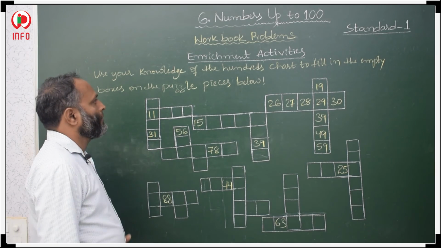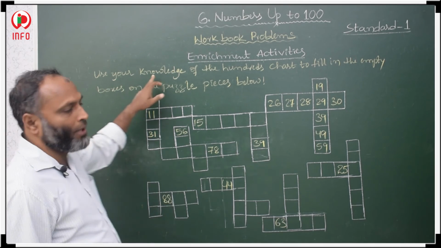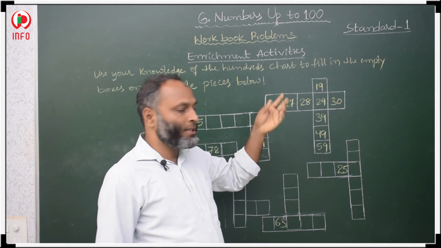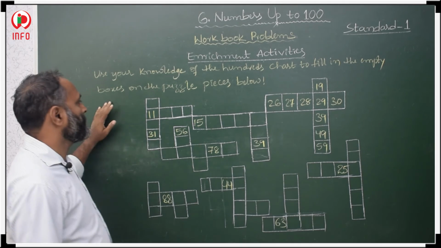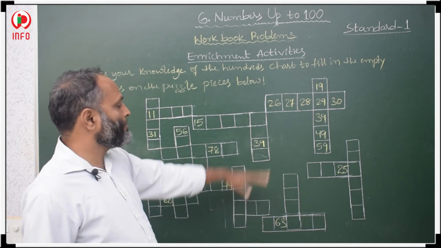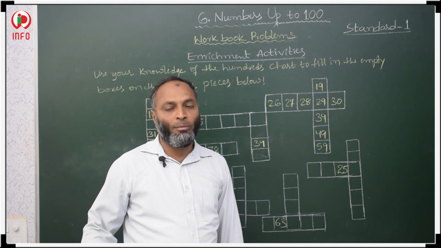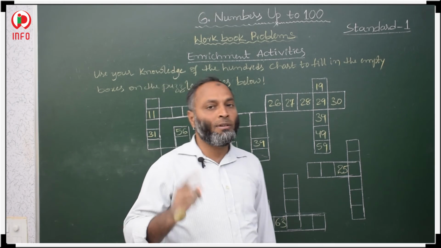Now students, see here in the enrichment activity. What is given: use your knowledge of the hundreds chart. This is a 100 chart. Fill in the empty boxes on the puzzle. In this puzzle, whatever empty boxes are there, we have to fill them. So we have to use our knowledge.